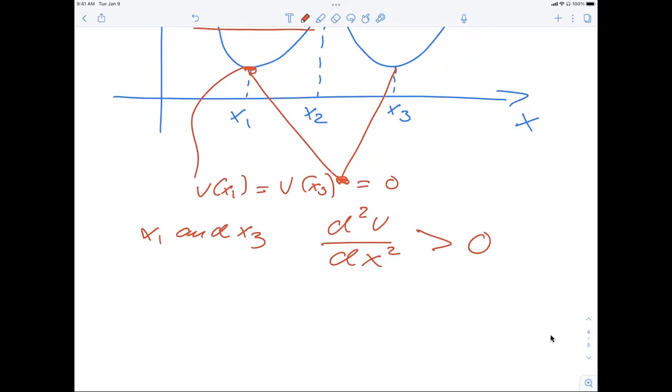So that means that we would call these 2 here global minima. No, sorry, local minima. They could be giving the same value of the potential as we have defined here.